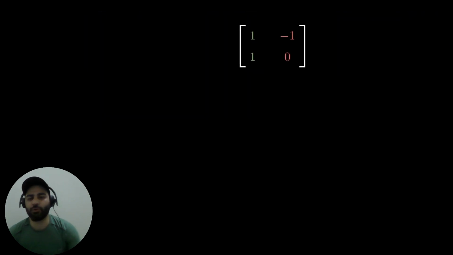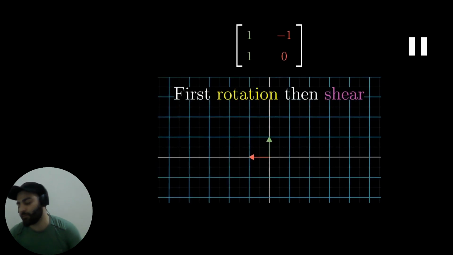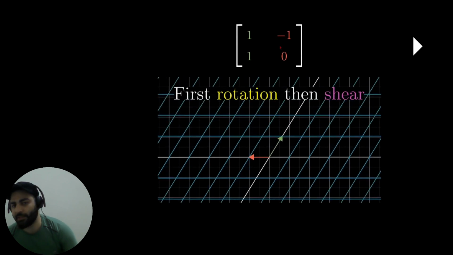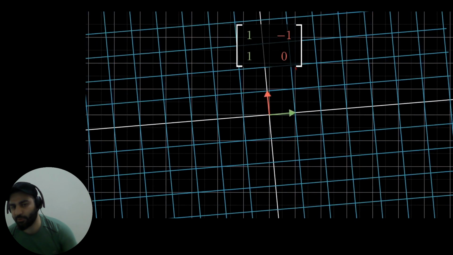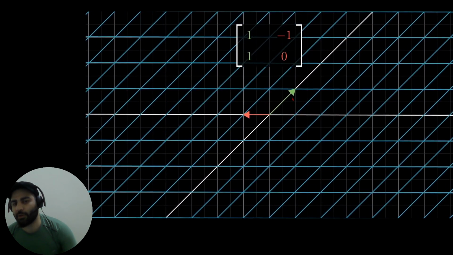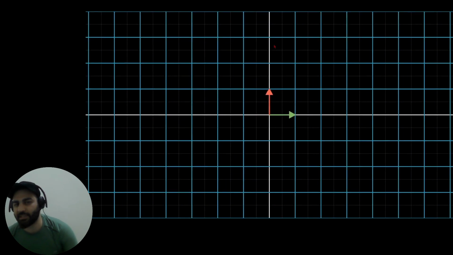So now we'll see where this matrix multiplication came from. We applied the rotation first, so we got this column 1, 1, then we applied the shear, and we got this minus 1, 0. This is what happened. The actual effect was basically this matrix.